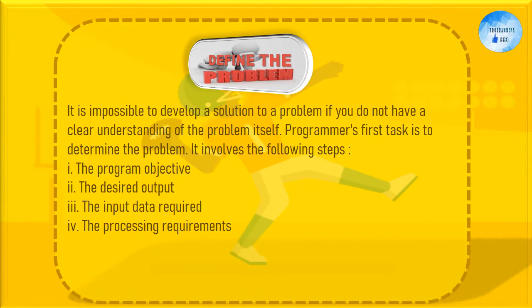Okay, now we discuss the first step, which is define the problem. It is impossible to develop a solution to a problem if you do not have a clear understanding of the problem itself. The programmer's first task is to determine the problem. It involves the following steps. 1. The program objective. 2. The desired output. 3. The input data required. 4. The processing requirements.